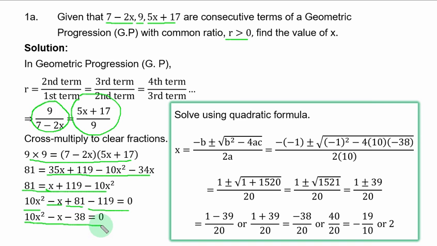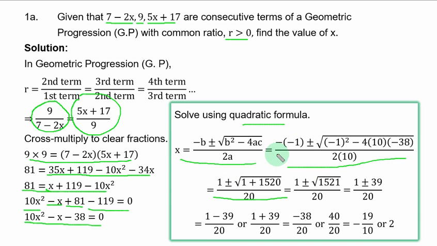I want to solve using the quadratic formula, and the formula is this. By comparison, a is equal to 10, the coefficient of s squared. b is minus 1, the coefficient of s. c is minus 38, the constant term. So you replace them in the formula. If you simplify, you have these results.